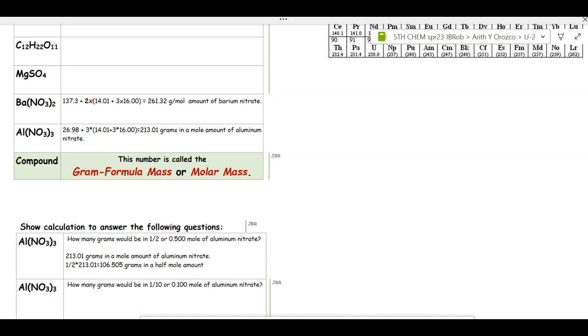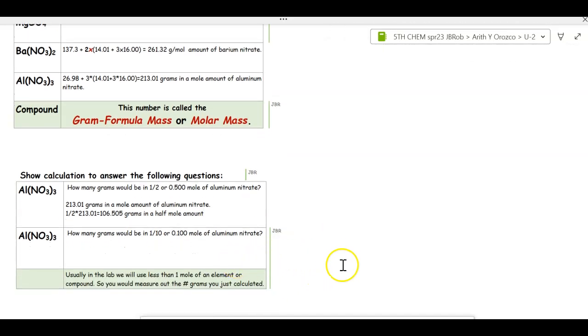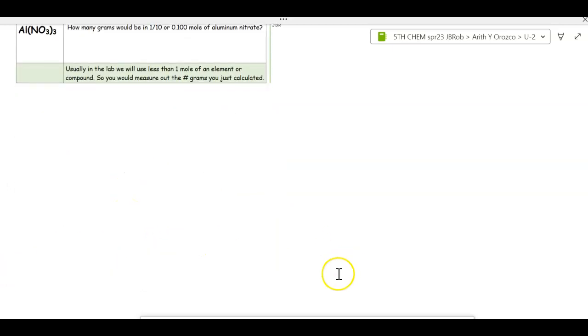All right, I want you to do the same thing down here. And I want you to see how this isn't horrible. That this is actually just reasoning through. If you have 1 whole mole amount, it's 213. But if you have half a mole, well, it's half of 213. All right, and you can do that. All right, so finish this up.